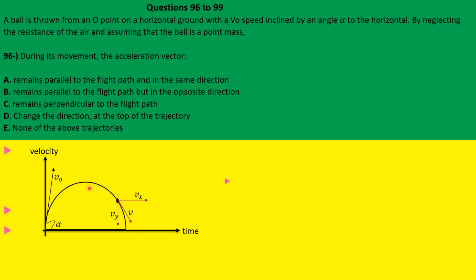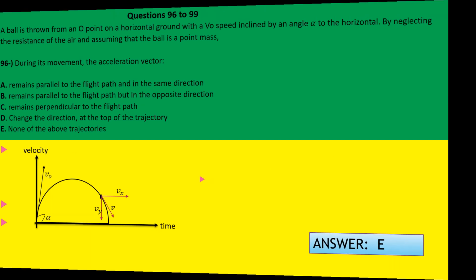Because of course you know that the direction of the acceleration is actually always vertically downward, right? Good, that's what the projectile is. So our answer there is E.